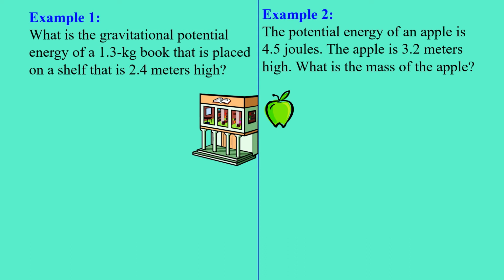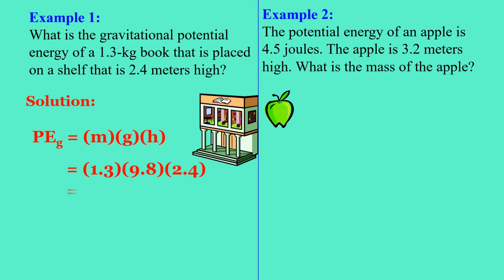Example 1. What is the gravitational potential energy of a 1.3 kilogram book that is placed on a shelf that is 2.4 meters high? Solution. Using the formula PEg equals m times g times h and substituting the values, we have 1.3 times 9.8 times 2.4 equals 30.576 joules.